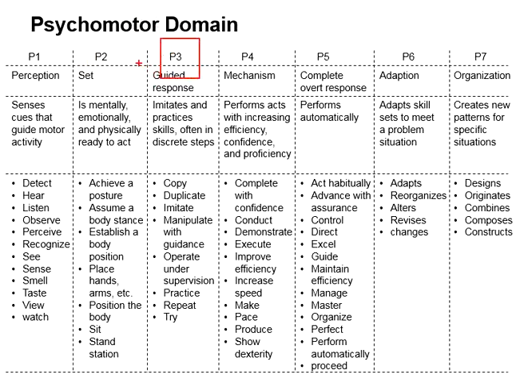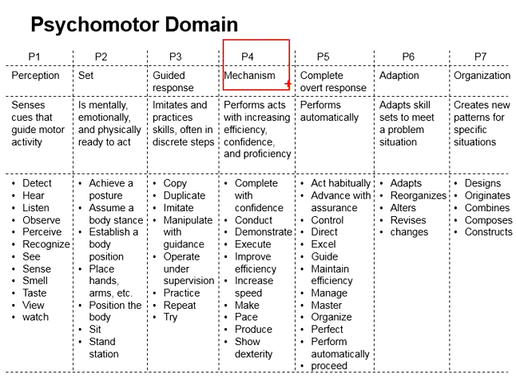Now P3 will be the guided response. This is related to the imitate and practice skill. As long as the students can copy, duplicate, imitate, manipulate with guidance, operate under supervision, practice, repeat, try, it will be considered under the guided response. The students do not need to carry this out alone, and very often it is under guidance, demonstrations, and supervision.